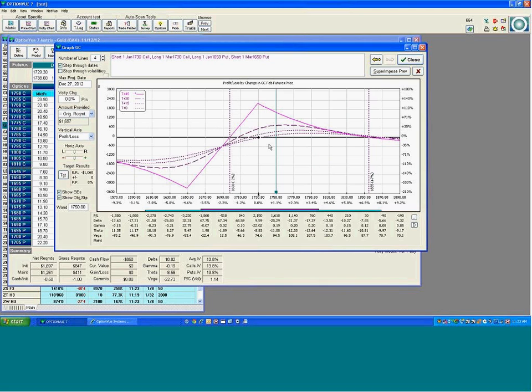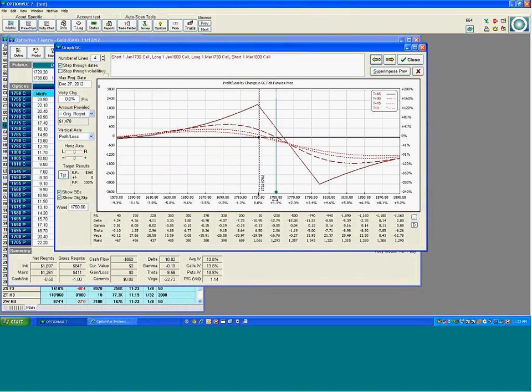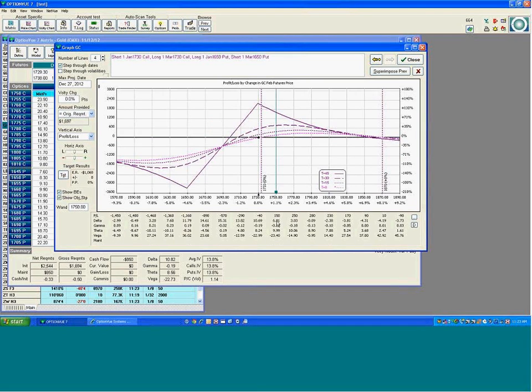Let's see what it looks like now. And we have changed the dynamic dramatically. We went from being 12.79 deltas negative. Now we are 6.81 deltas positive. Basically changed our bias from bearish. And as time goes by, the trade can continue to earn increased amounts of positive time decay.